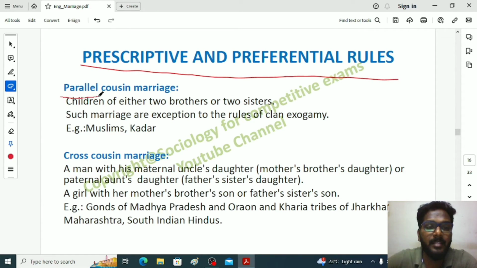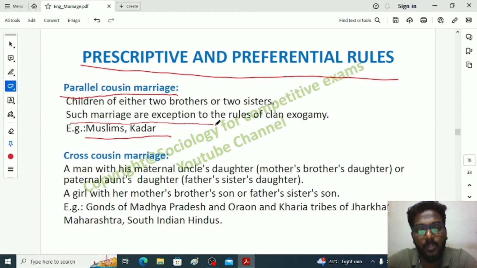First is parallel cousin marriage, as we discussed in the initial slide. Parallel cousin marriage is a marriage of a man with his mother's sister's daughter or his father's brother's daughter. It is familiar among Muslims and Kadar tribes. Such marriage is an exception to the rule of clan exogamy.